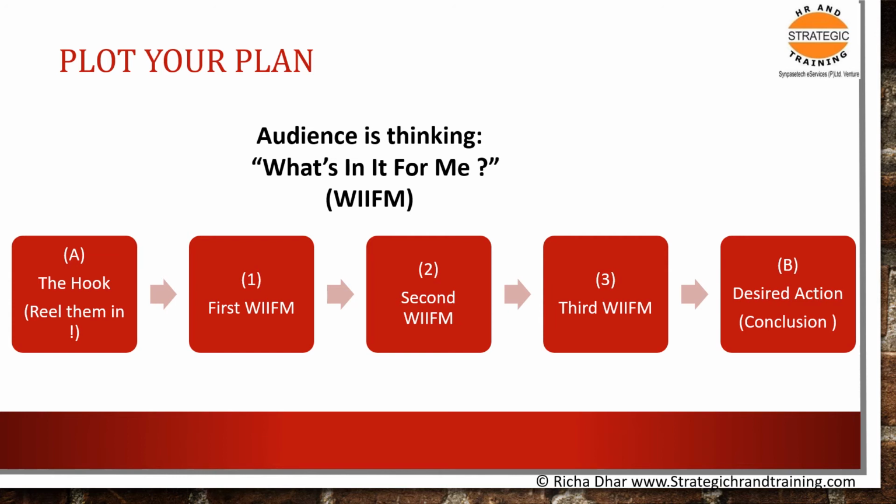So you start with the hook, you reel them in, present with impact. Then you give them the 3 domains, the 3 main benefits or points that you will be covering. And at the end, the B point is your conclusion, which is your call for action. Now, why are there 3? What's in it for me? The reason for that is science says that human beings can remember things in groups of 3 better.